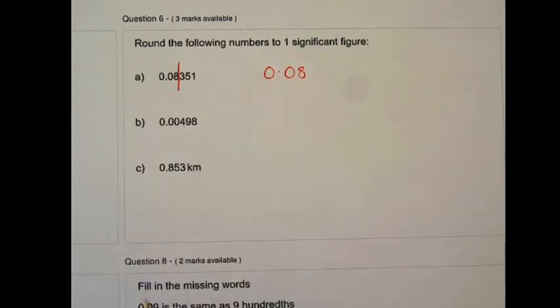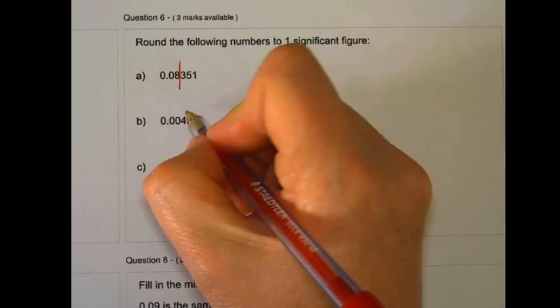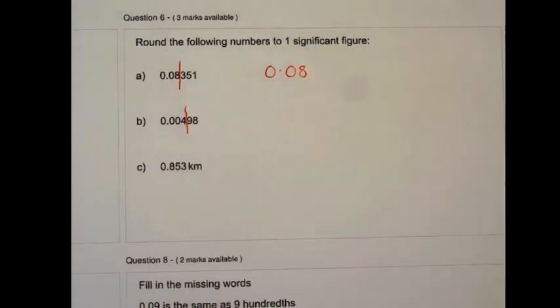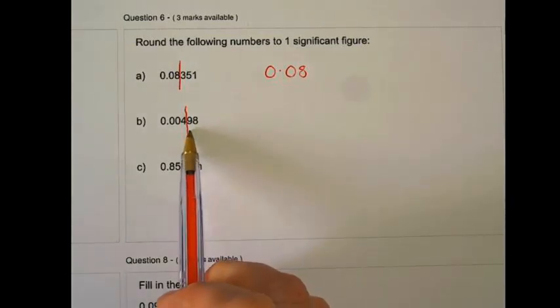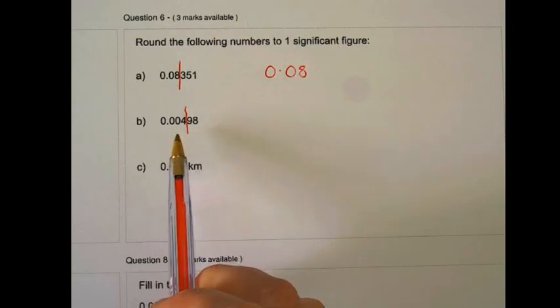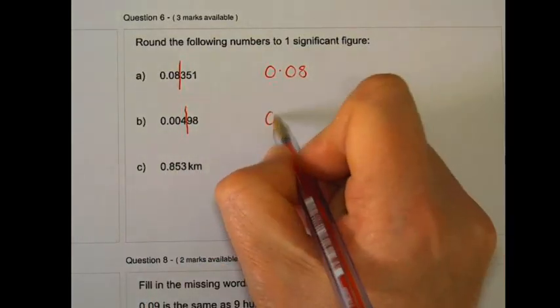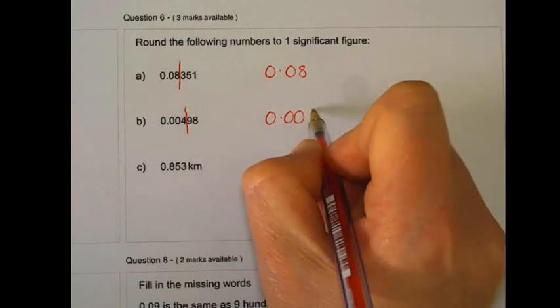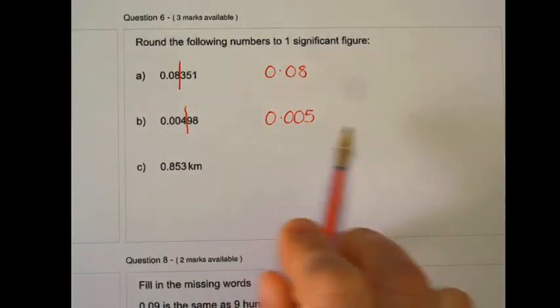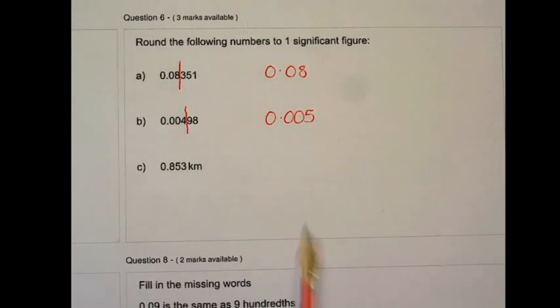Looking at part B, we've got 0.00498. Now the first significant number in this number is the 4, so I'm going to draw my line after the 4. And again, I decide, is that number 4 going to stay as a 4, or is it going to round up to a 5? And again, it's in the thousandths column. So I've got a 9 on the right hand side of the line. That 9 means that this 4 is going to round up to a 5. So my rounded number is 0.005. Again, I don't need to put any zeros on the end because I just need one significant figure.